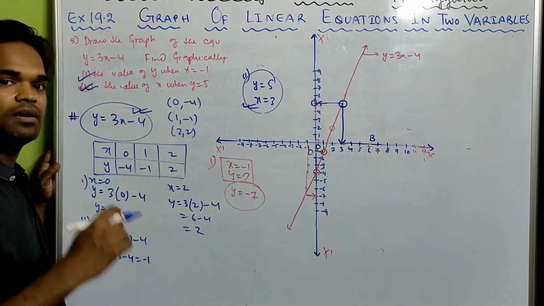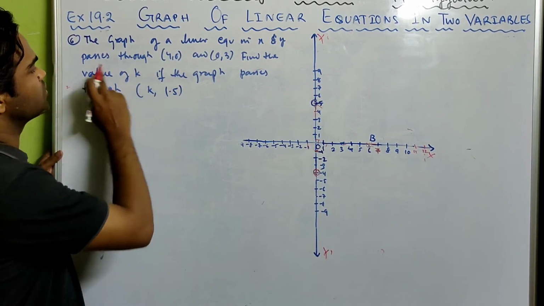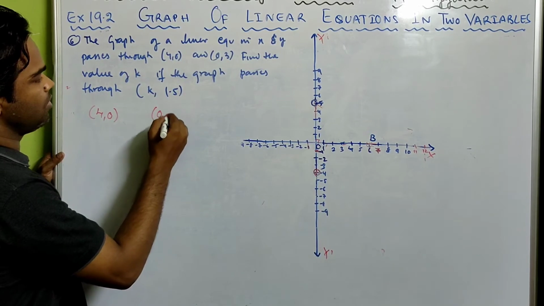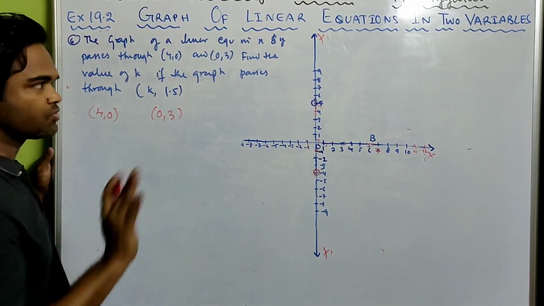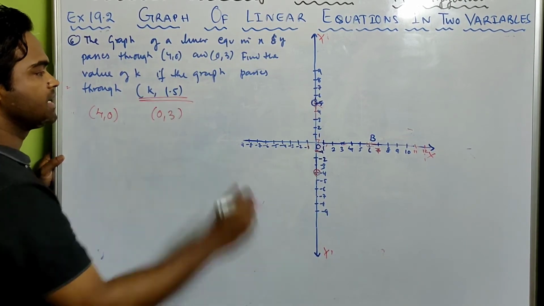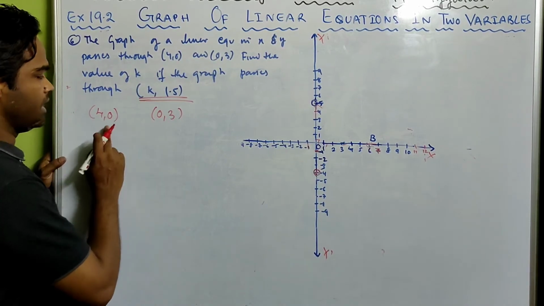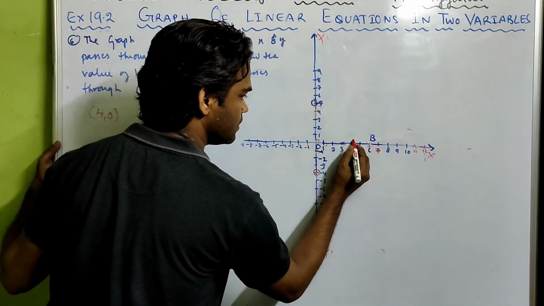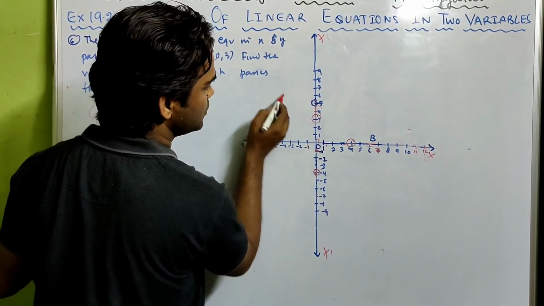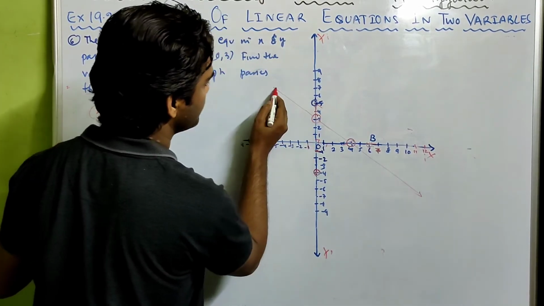Now let us do the next sum. Look at number 6. The graph of the linear equation in x, y passes through the points (4, 0) and (0, 3). So we'll join these and get a straight line. Find the value of k if the graph passes through (k, 1.5). First of all, draw the line. (4, 0) is over here on the x-axis. (0, 3) is on the y-axis. When you join them, definitely we'll get a straight line.